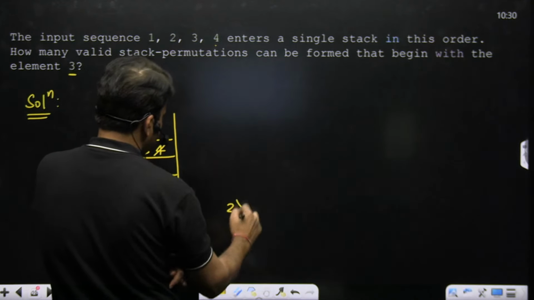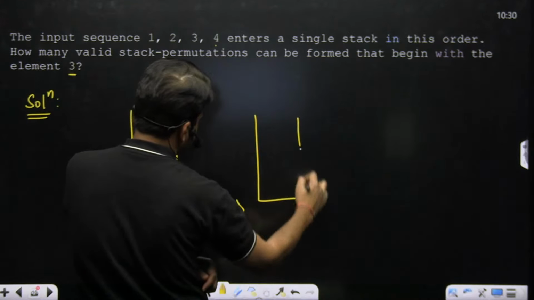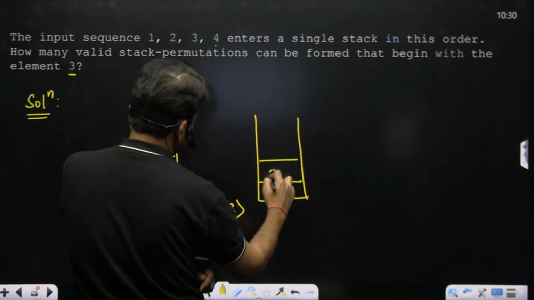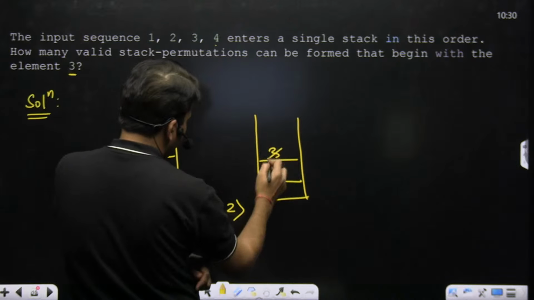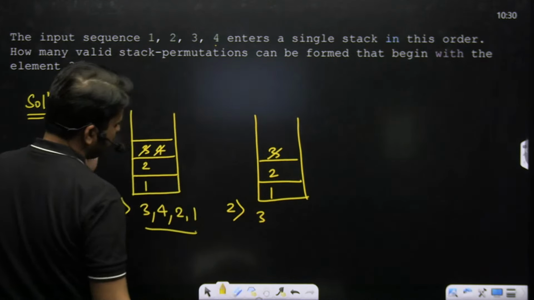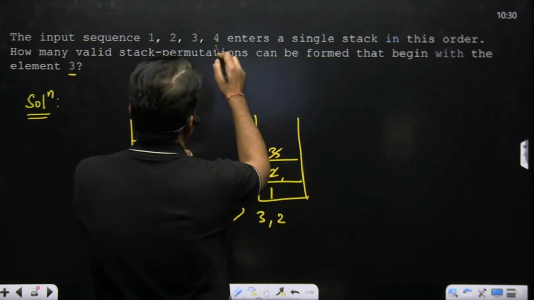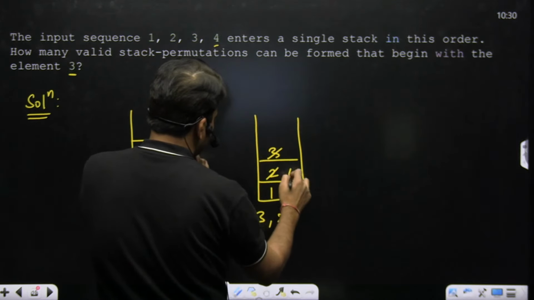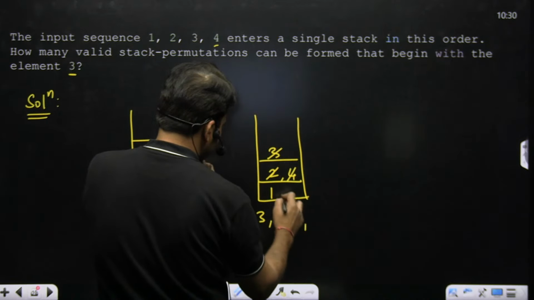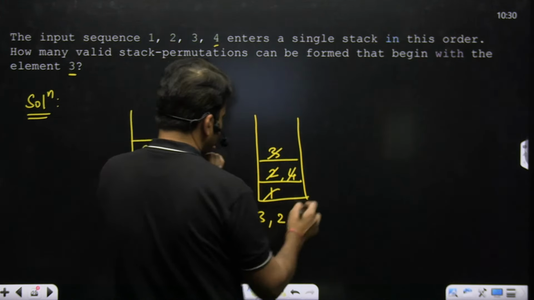What about the second? You have to pop 3 because 3 से begin करना है. And इसके बाद you can pop this 2, student, and after this you insert 4 and you can pop 4, and after this you can pop this one. This is another sequence, right?